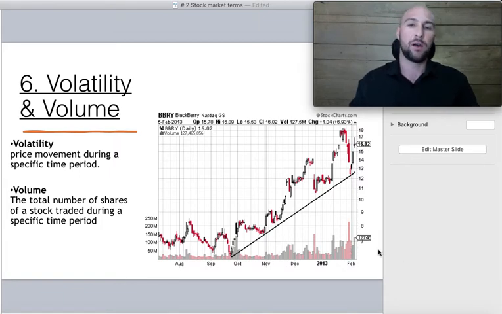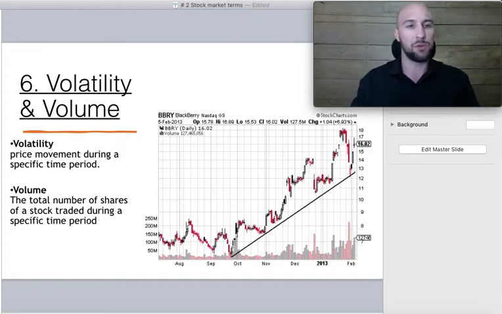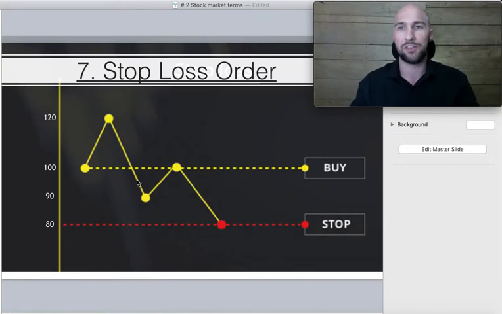The volume means the amount of shares that were traded that day. So here you can see on that day there were 250 million shares traded, and some days were only 50 million. So it was a high volume day and a low volume day. That is the difference between the two. See, not so difficult to understand.